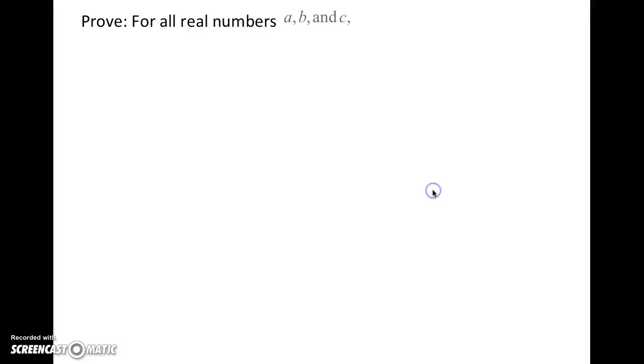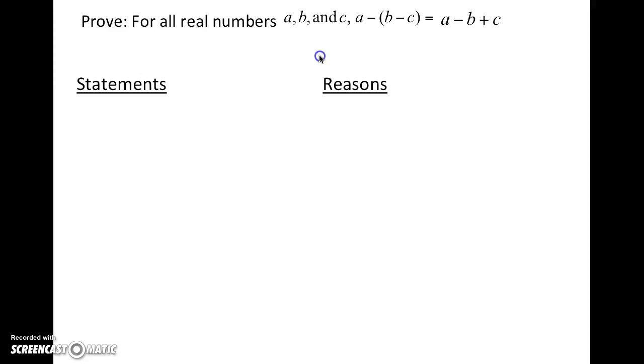So we are going to prove that for all real numbers a, b, and c, a minus the difference of b minus c is equal to a minus b plus c. So there is no if and then. All we know for sure is that a, b, and c are real. So that is our only given.